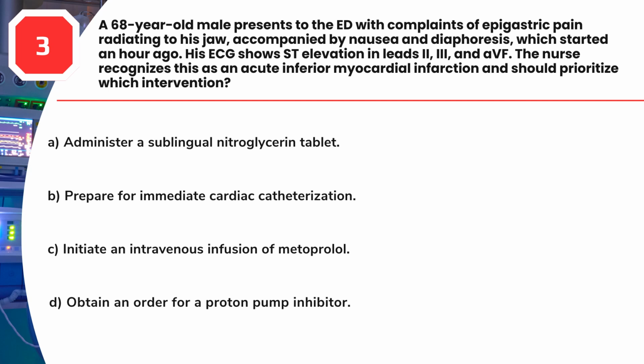A. Administer a sublingual nitroglycerin tablet. B. Prepare for immediate cardiac catheterization. C. Initiate an intravenous infusion of metoprolol. D. Obtain an order for a proton pump inhibitor.